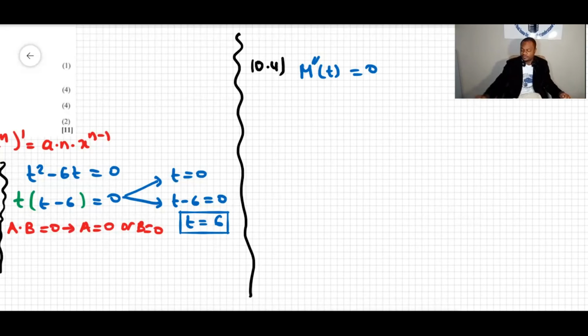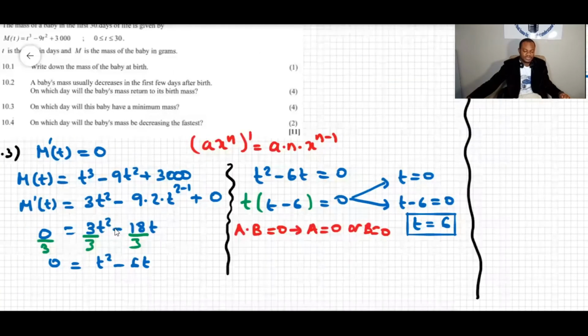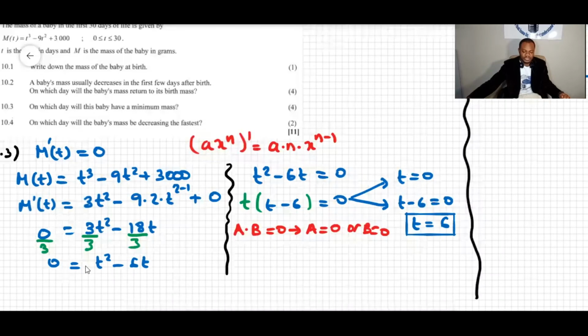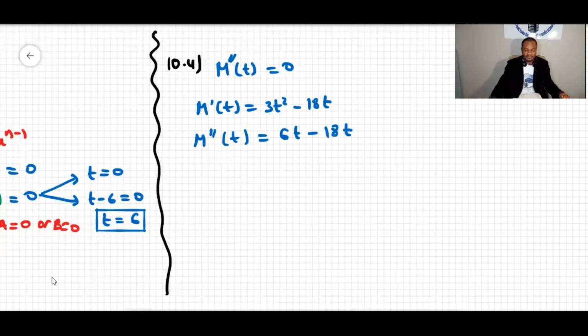In the previous video, we already found the first derivative. It was equal to 3t squared minus 18t. So I can just use that. We already have m prime of t is equal to 3t squared minus 18t. The second derivative, m double prime of t, will be equal to 6t minus 18. The point of inflection is when the second derivative is equal to 0. So we substitute: 0 equal to 6t minus 18.